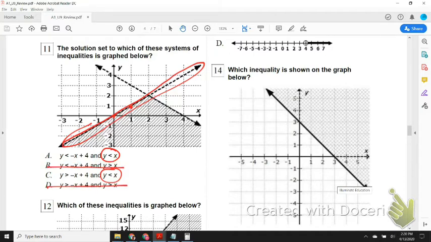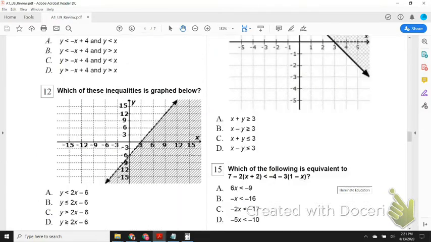Now the second inequality, right there, it's shading below once again, right? Shading below, so y is less than -x plus 4. So it's not going to be C, because C is y is greater than. So your answer is going to be A, because less than is where you're shading below.